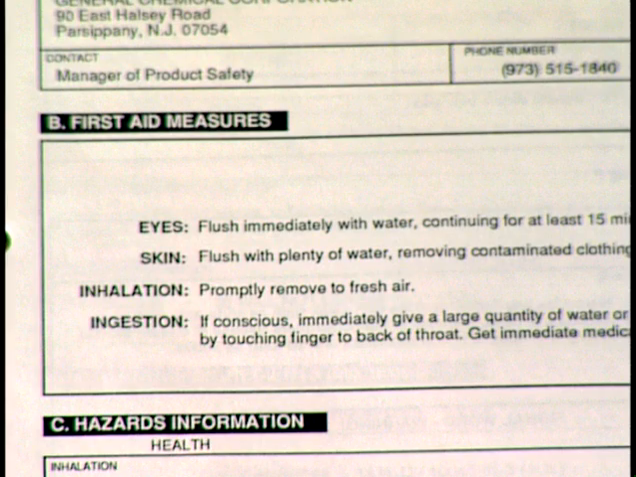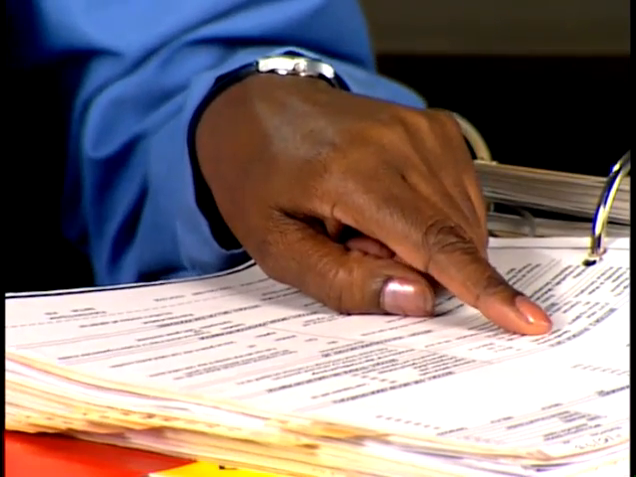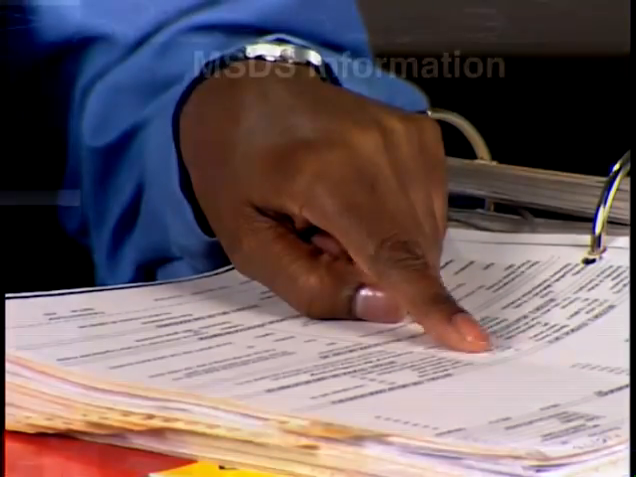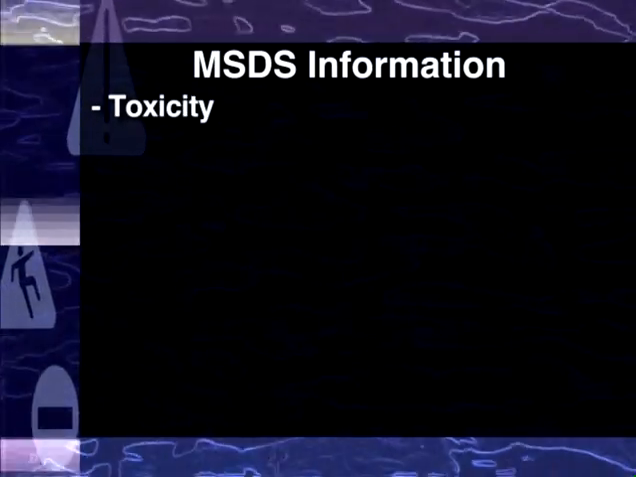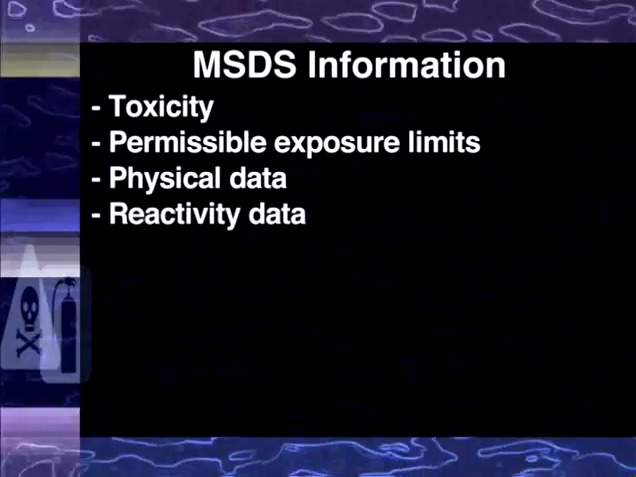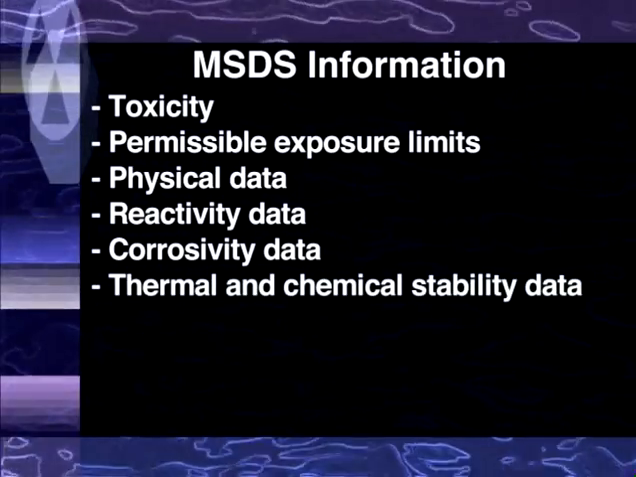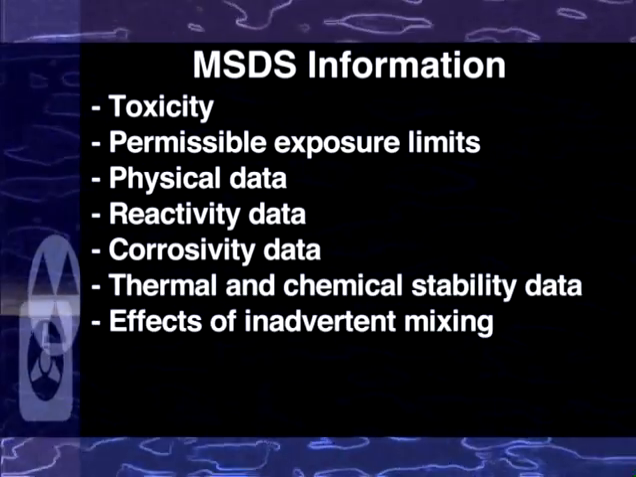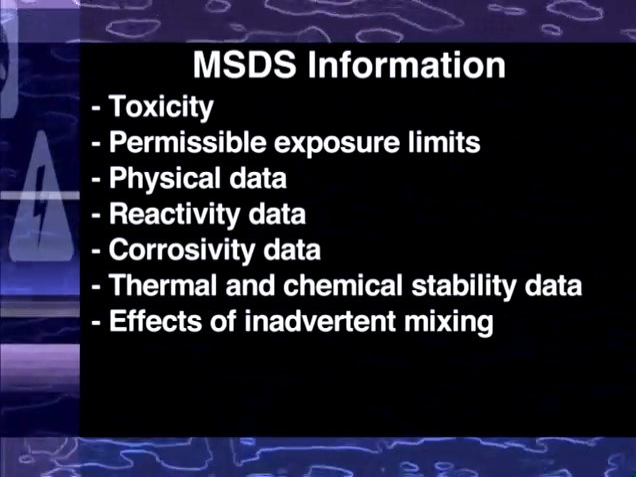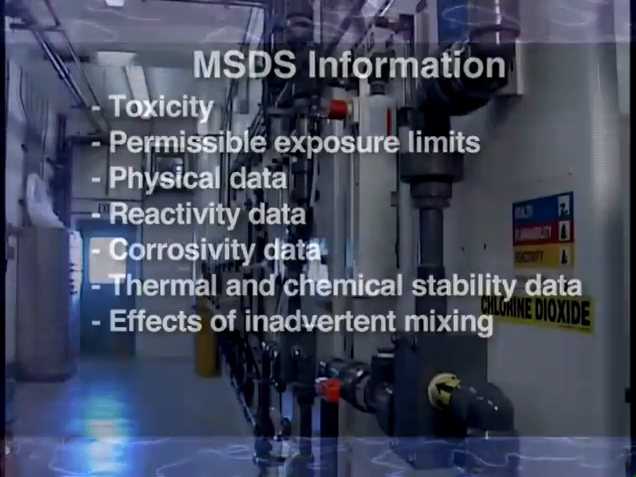The MSDS contains information on the hazards of each highly hazardous chemical used in a water utility. Critical information included within the MSDS is toxicity, permissible exposure limits, physical data, reactivity data, corrosivity data, thermal and chemical stability data, and hazardous effects of inadvertent mixing of different materials.